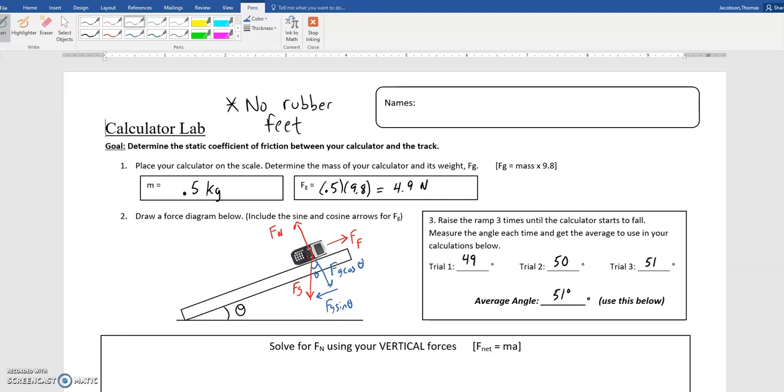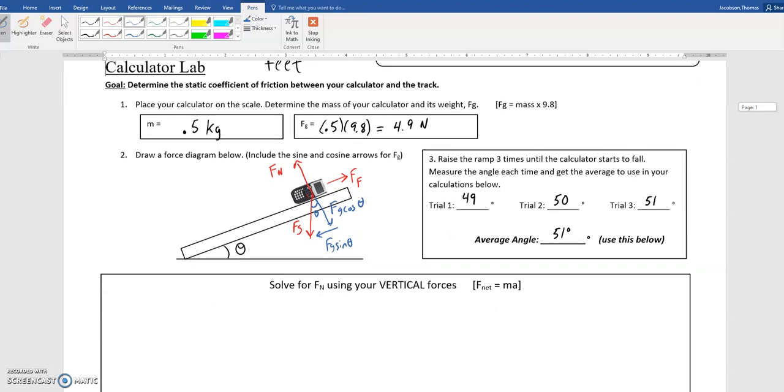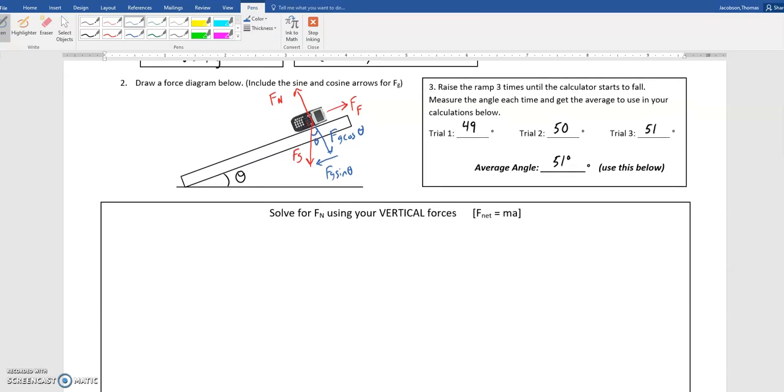So once we've got our angle, we've got our mass, we've got our Fg, and we've got our force diagram, we can go ahead and start solving for the coefficient of static friction. We're going to solve for Fn here using our vertical forces. So remember, vertical forces are in this plane right here. So when I write out F net equals m times a, our acceleration, by the way, because we're doing coefficient of static friction here, the acceleration everywhere is 0, vertically and horizontally. So my acceleration is 0.